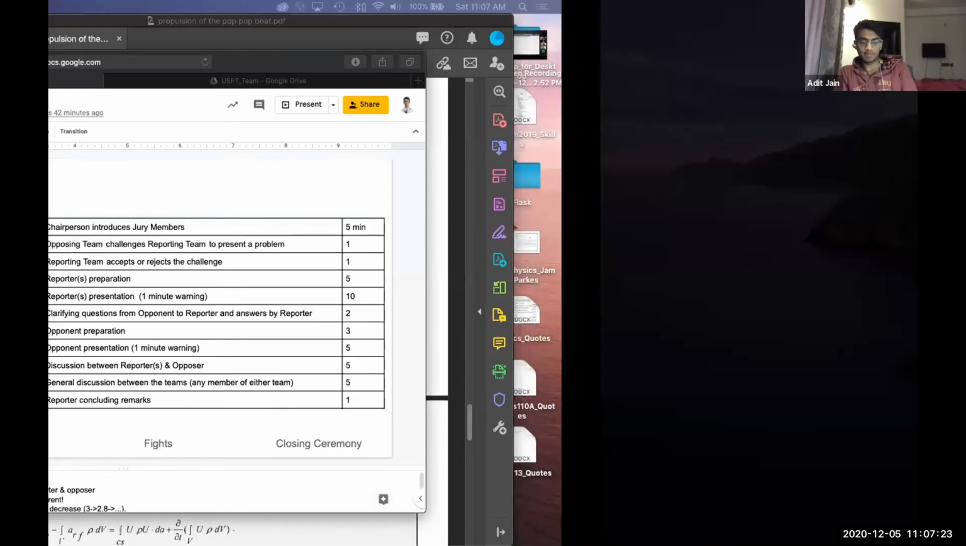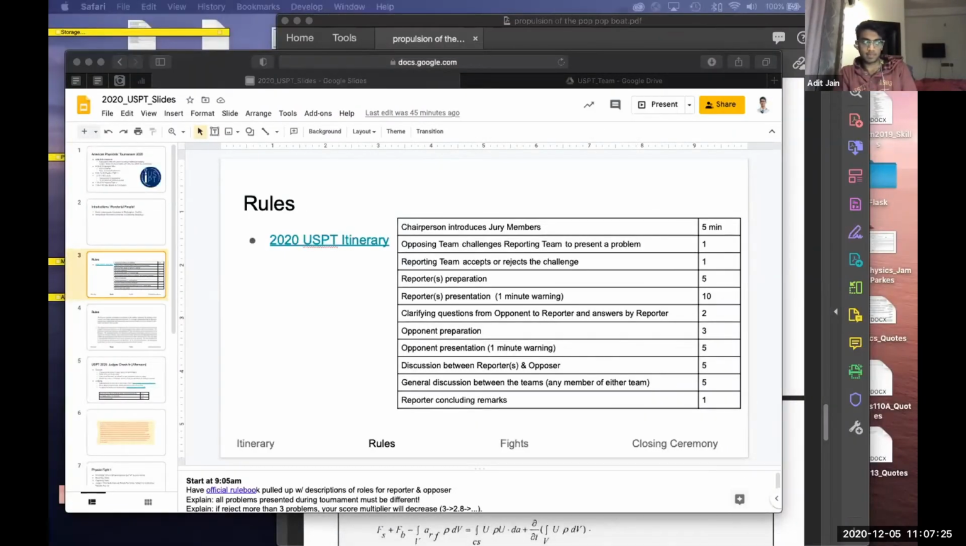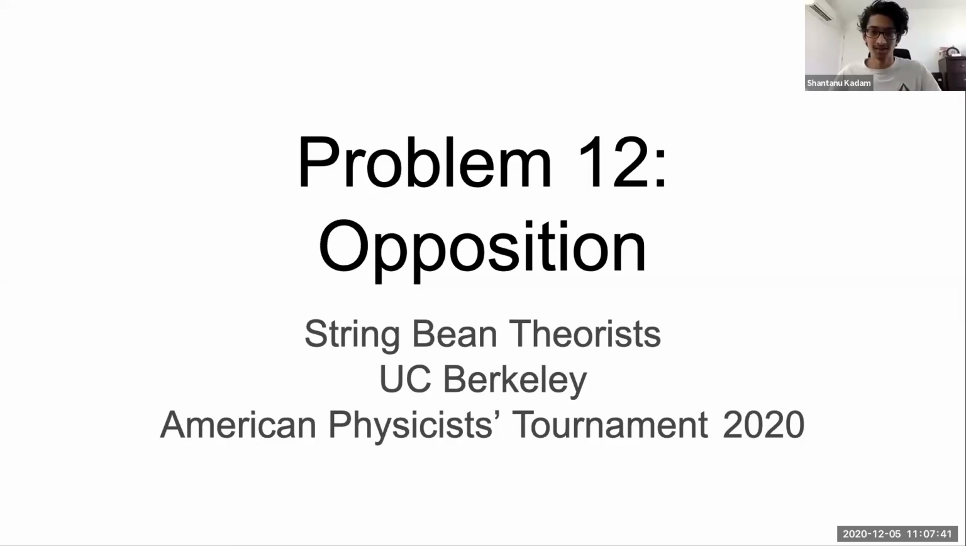Okay, I will share my screen. Can you see it? Yeah. All right, you can see problem 12 opposition. Is that correct? You can see that? No, it's the itinerary right now. Oh no. Okay, let me try that again very quickly. Aha, I found it. How's that?